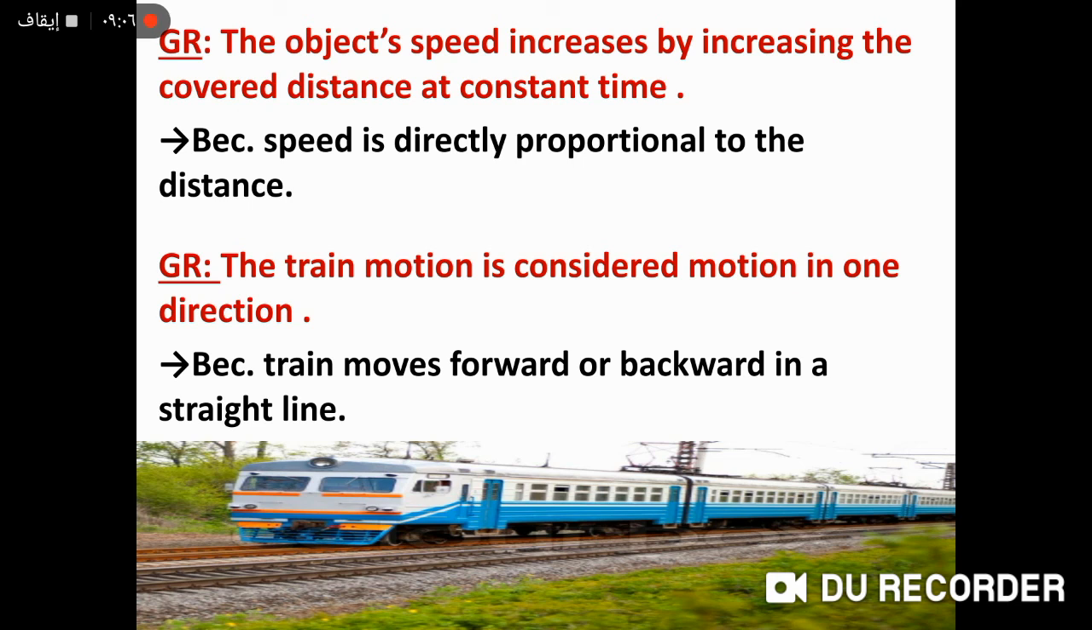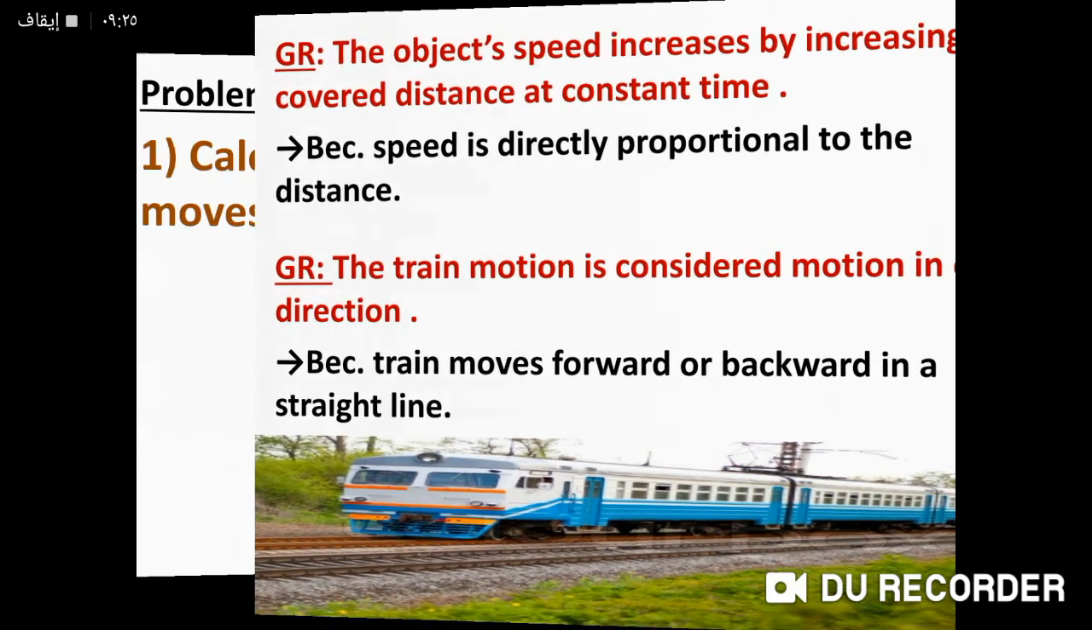Give reasons that train motion is considered motion in one direction. Why do we consider the motion of train is motion in one direction? Because the train moves forward or backward in a straight line, but it doesn't move upward or downward.